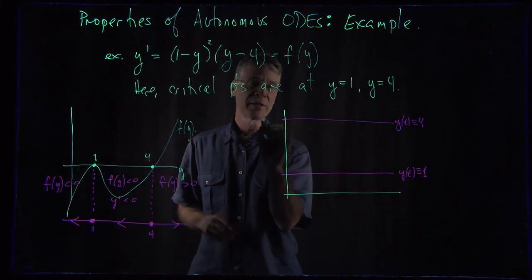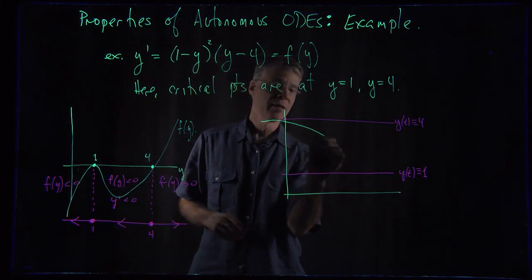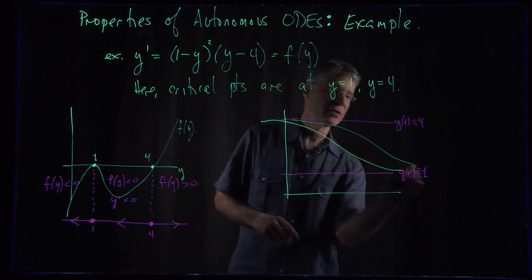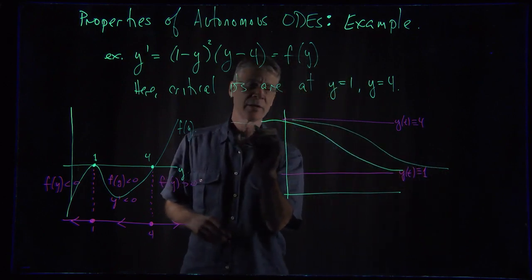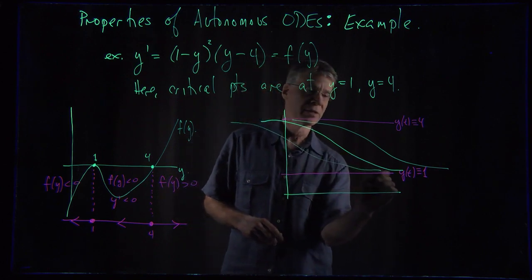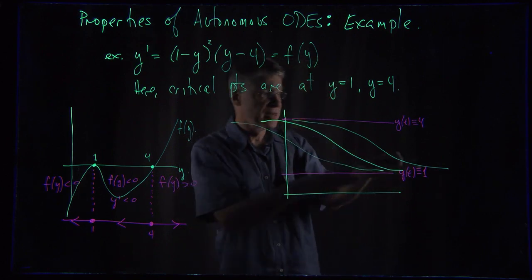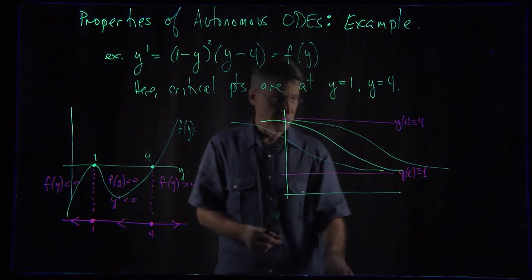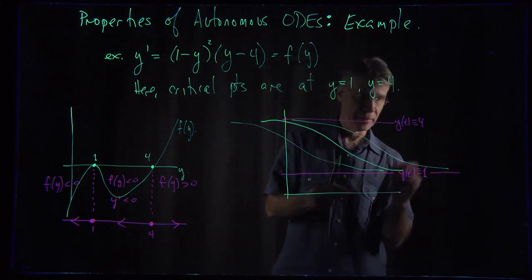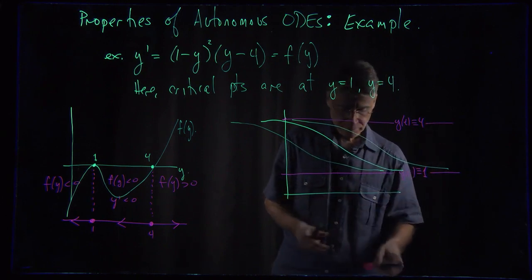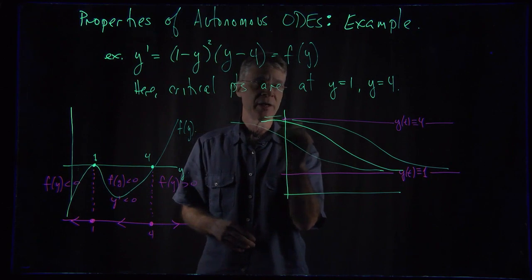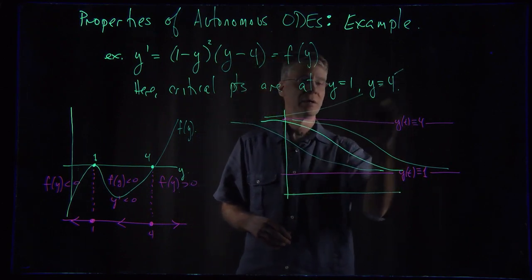I know that all of my solutions are doing something like this. And I know that every solution is doing this. And I know that every solution is doing this in this particular guy. These guys never meet, but they do sort of asymptote to this horizontal guy out here. I know that these guys are increasing, so I know that my solutions here are heading up.